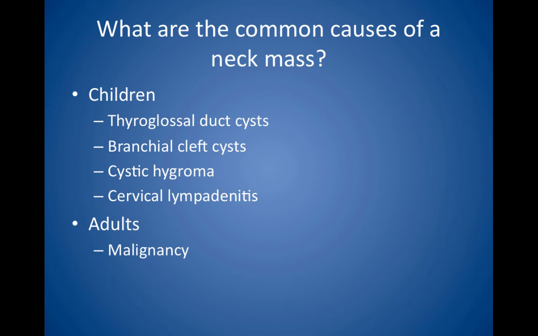In terms of malignancy in children, leukemia or lymphoma may present with cervical lymphadenopathy. In adults, suspect malignancy, either lymphadenopathy from a primary tumor such as lymphoma or metastatic neoplasm, which is usually a squamous cell carcinoma. The mass may also represent the tumor itself, especially in the case of thyroid cancer.